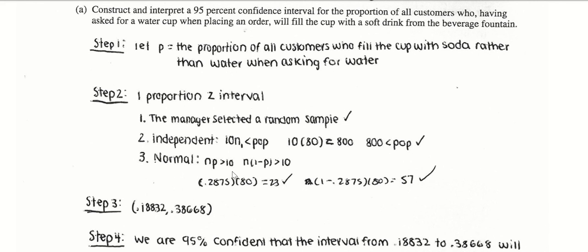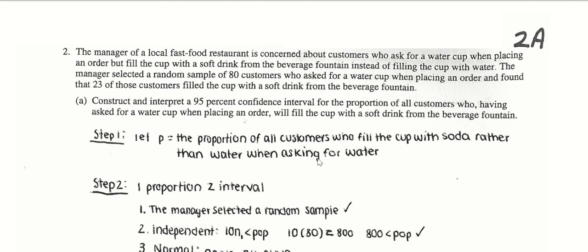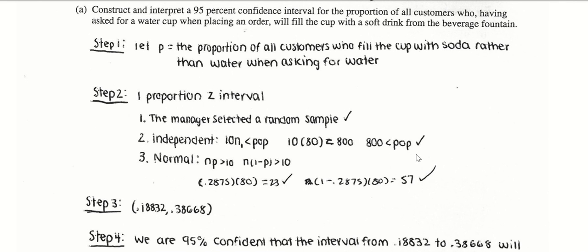Normality is, since this is proportions, we're going to do n times p and n times 1 minus p. Those both checked out to be greater than 10. And then for independence, you just want to do 10 times your sample, which is 800 people, needs to be less than the population at large. So check this out, pretty simple.